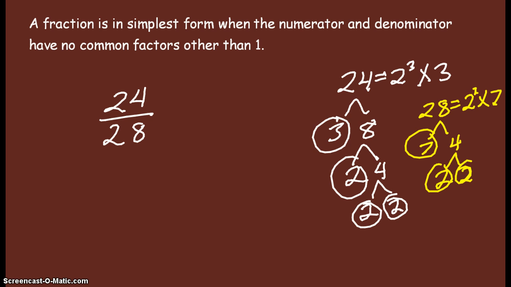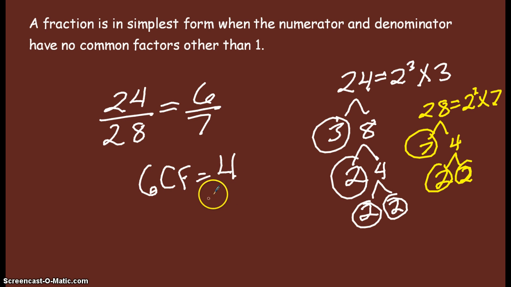Now, very quickly, to come up with the greatest common factor here, I know that they share 2 2's, and that's it. There are 3 2's here and 2 2's here, so 2 2's is the greatest common factor. 2 times 2 is 4. So if I divide 24 by 4, I get 6. If I divide 28 by 4, I get 7. So the greatest common factor, 4, will help us simplify 24 28ths to simplest terms, 6/7.